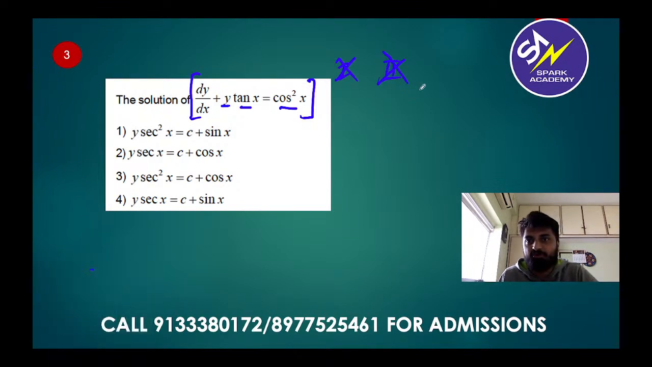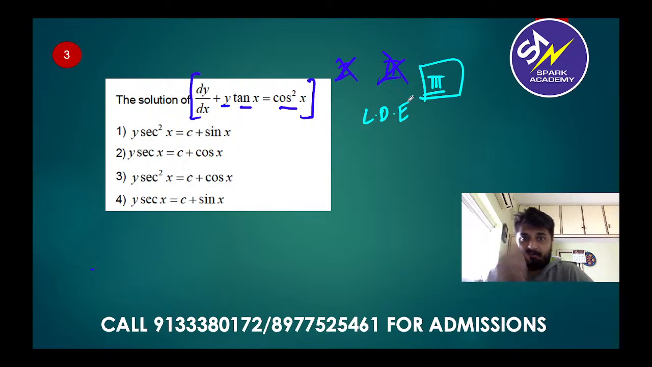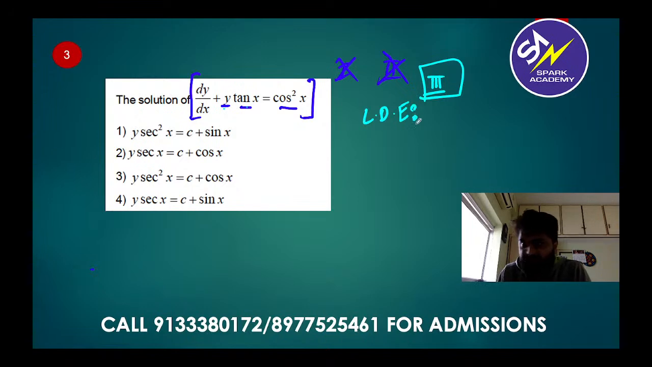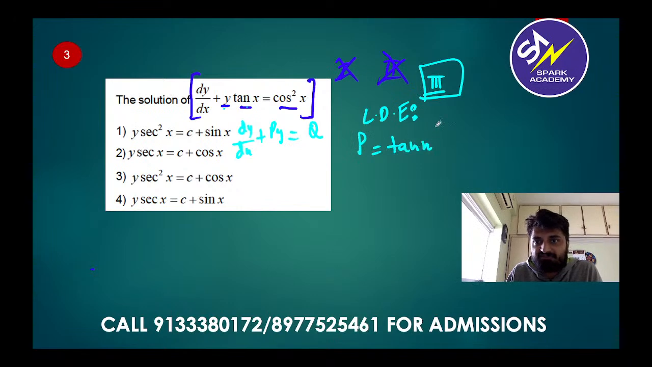Which method should I use? Can I use method 3? Everybody. All of you. Can I use LDE? Can I have some comments, folks? Can I use linear differential equations? Aradhya, I can't use variable separable because y and x are together. So I can use linear differential equation. So can you tell me how this is looking like? This is looking like dy by dx plus p into y equal to q. So what is my p here? P is nothing but tan x. Q is nothing but cos square x.